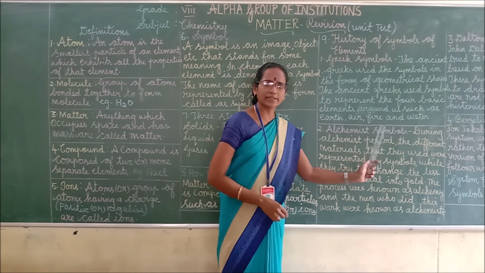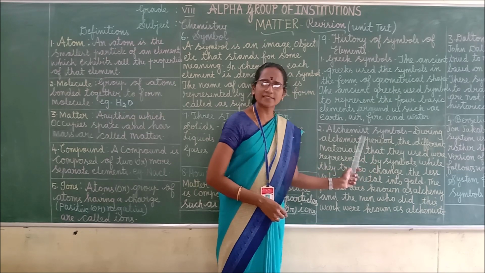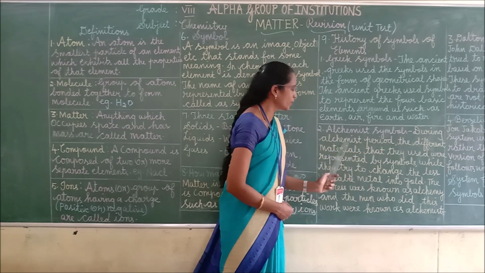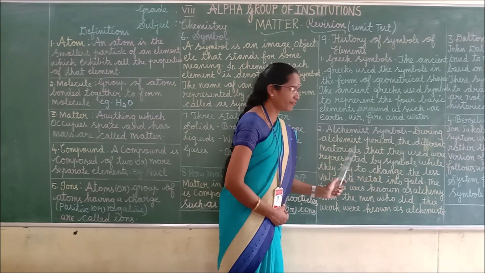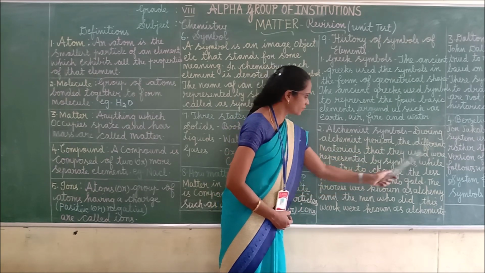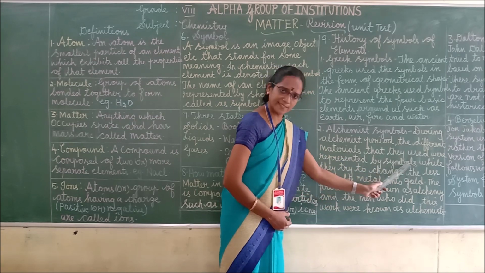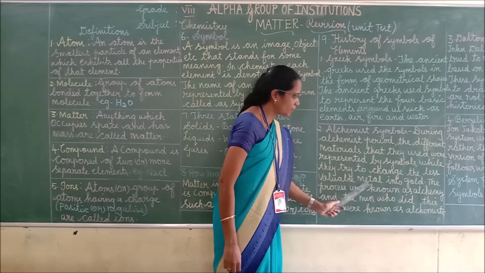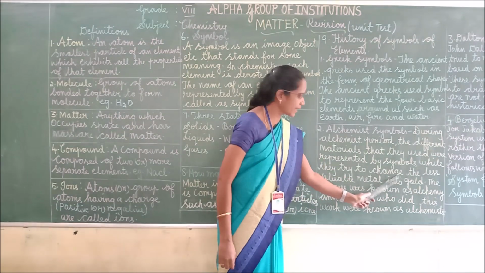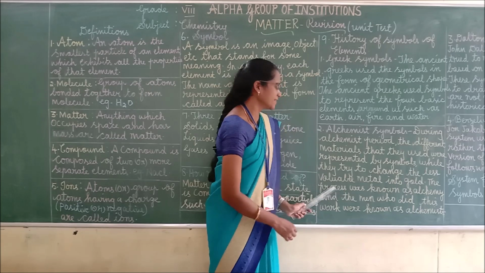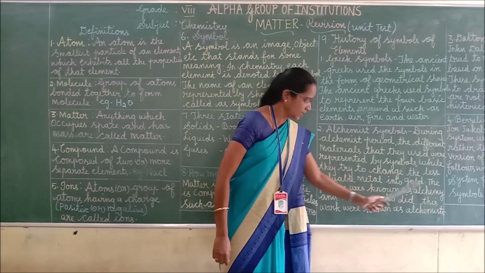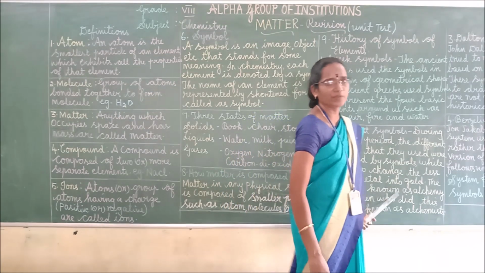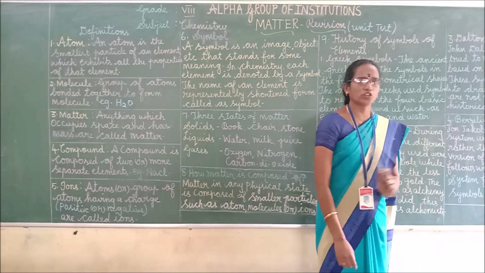Write a note on alchemist symbols. If the question is asked like this, you have to write about these things. What are they? First point, during the alchemist period, the different materials that they used were represented by symbols. They tried to change the less valuable metal into gold. The process was known as alchemy, and the men who did this work were known as alchemists. So these things you should remember.